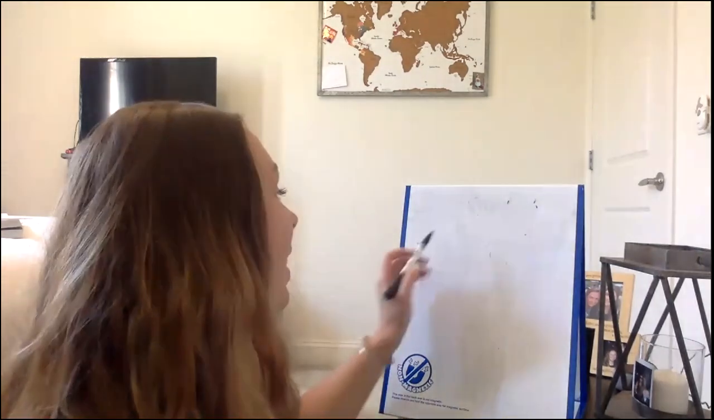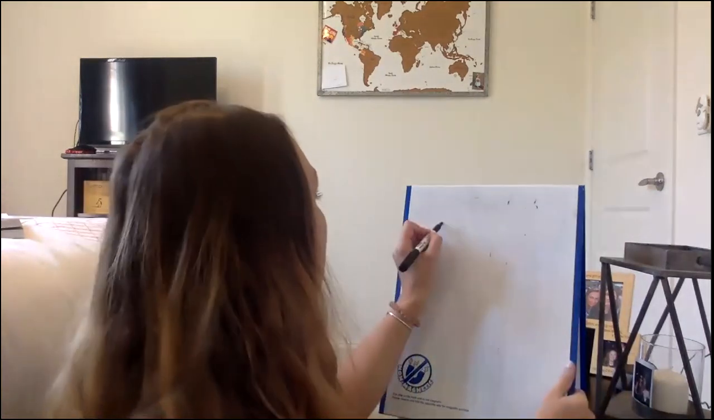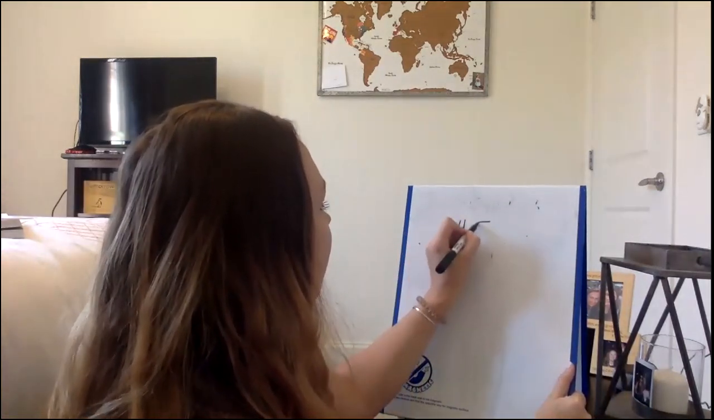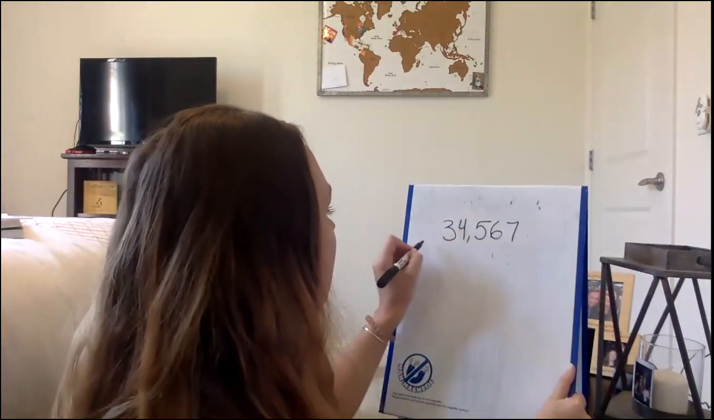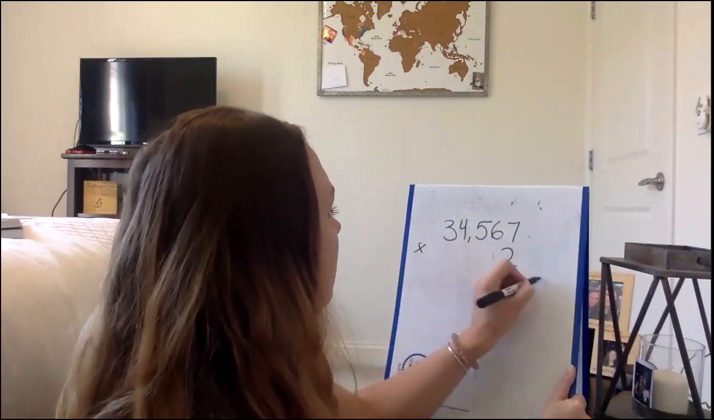And our final problem is Barry solved 34,567 math problems last year. Mr. Cullen solved 2 times as many. How many math problems did Mr. Cullen solve? So I hear 2 times as many, so I know that means I'm going to take my amount and do it 2 times. 34,567 times 2.